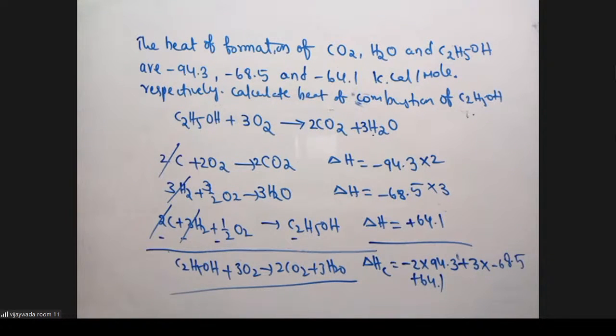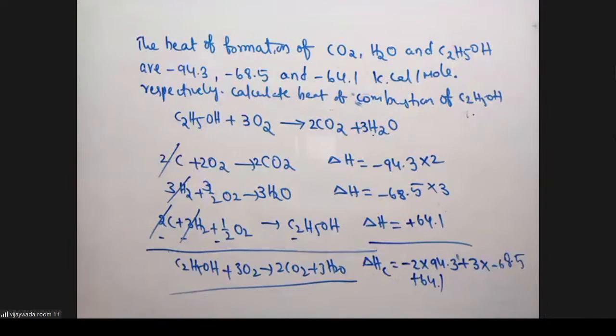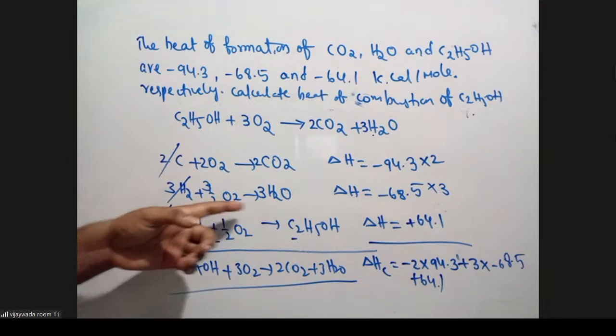Remaining students understood? Okay, I'll give again, students. Listen. Question is heat of combustion of ethyl alcohol. You need to write heat of combustion first of all. After that, with help of heat of formations, how can we get that equation? Heat of formation means from the elements. So carbon plus O2 gives CO2. H2 plus O2 gives H2O.